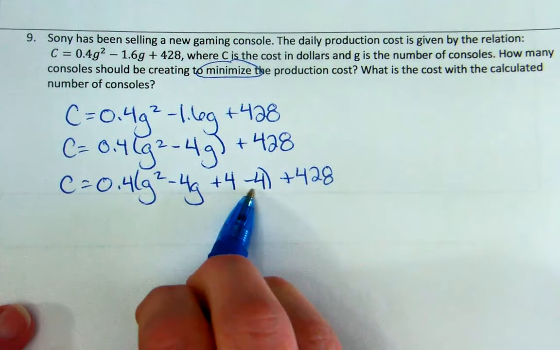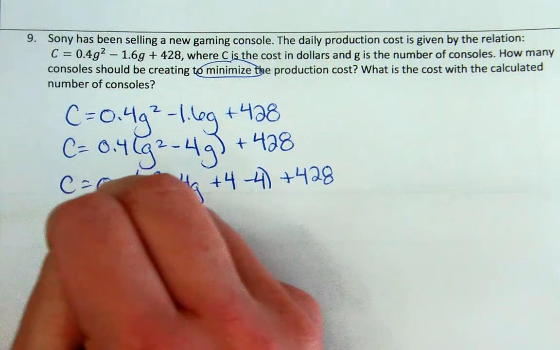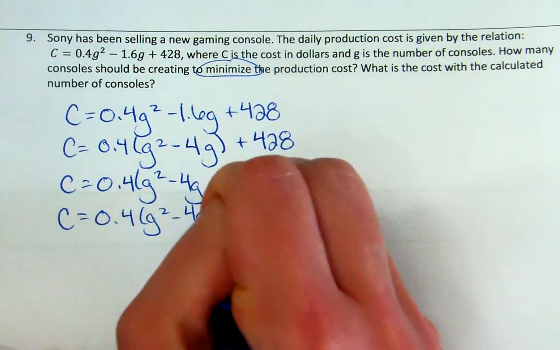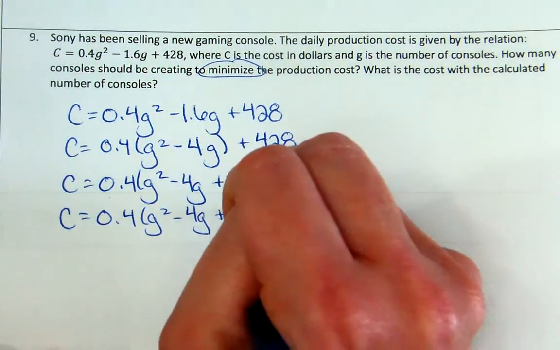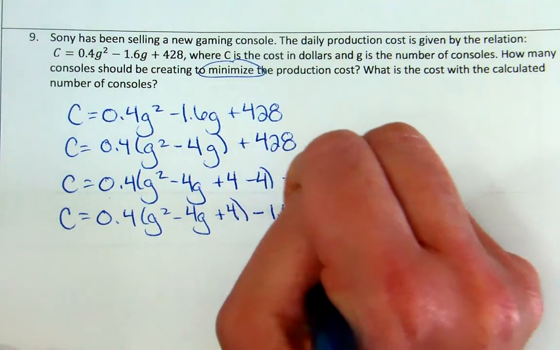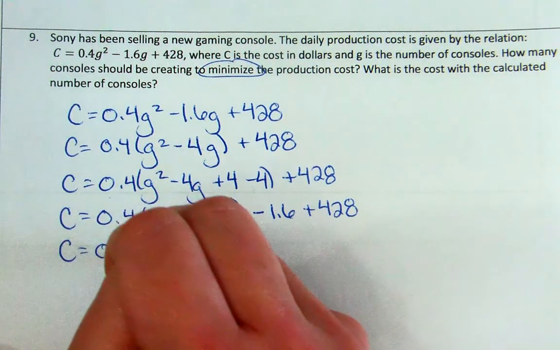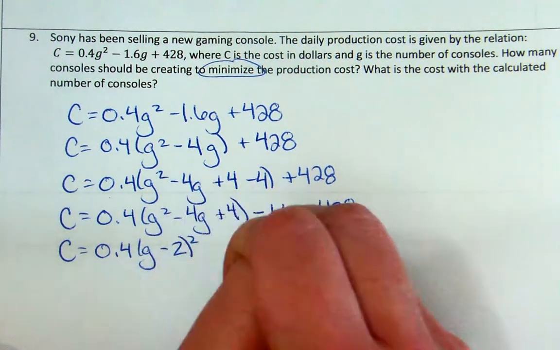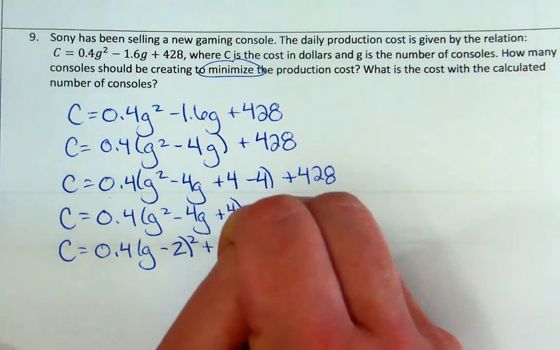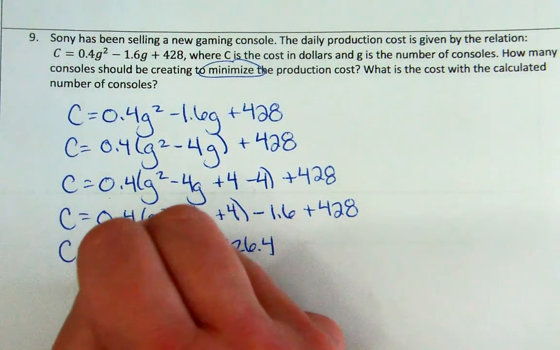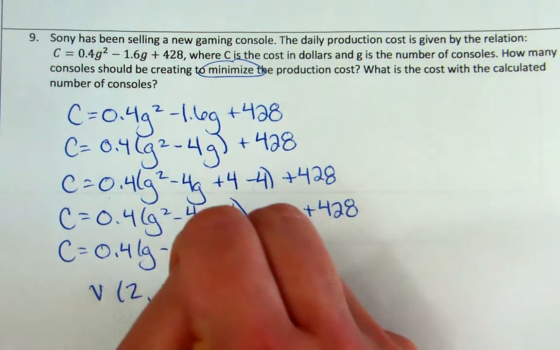I'm going to move this negative M out by multiplying it by A. So 0.4 times negative 4 is negative 1.6. And then I factor my perfect square. Just checking my math there. All right, so my vertex is at 2 and 426.4.